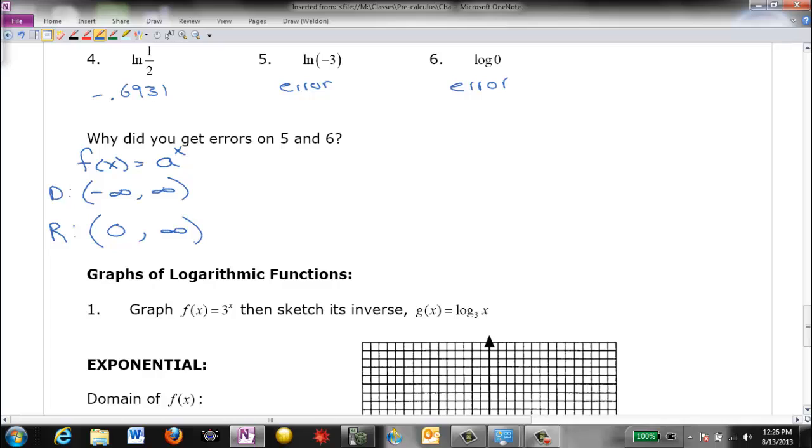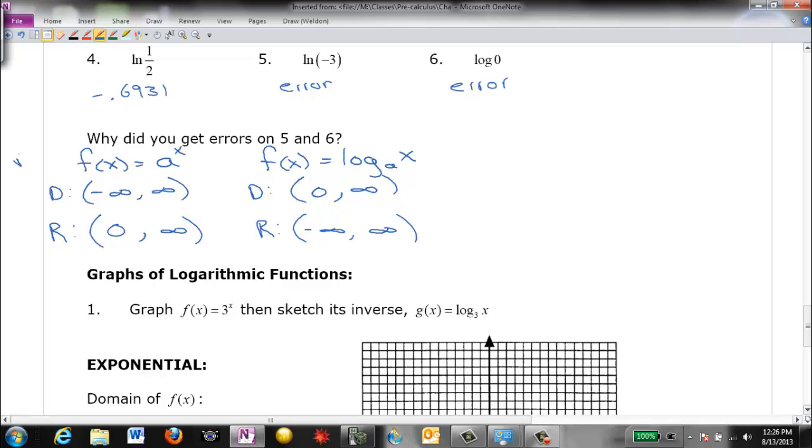Well, now we're looking at a function that is a logarithmic function. It's an inverse of the exponential function. So f of x now equals log base a of x. And in this case, since it is an inverse, the domain and the range are going to switch places. So therefore, our domain is now going to be from 0 to positive infinity, not including 0. And our range is going to be any real number. We can get anything out of a logarithm, but we cannot put in any negative numbers or 0. And that's why we got errors on 5 and 6.